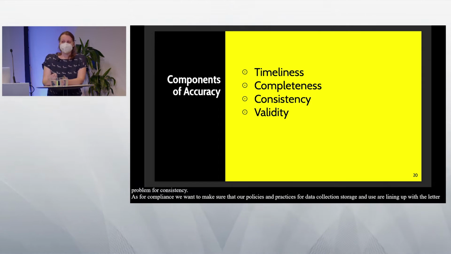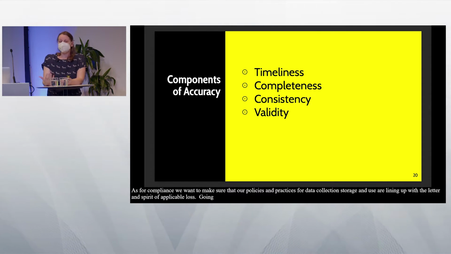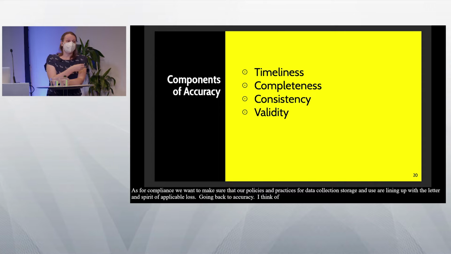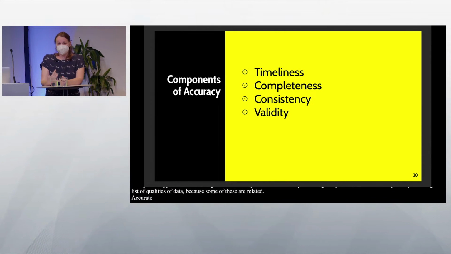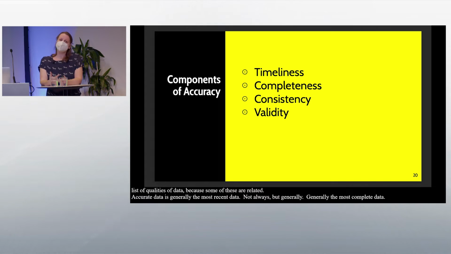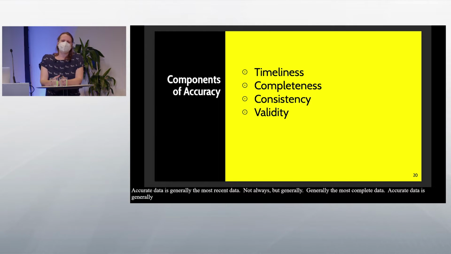Going back to accuracy, I think of accuracy as having some components, and this is why I ran you through all that list of qualities of data, because some of these are related. Accurate data is generally the most recent data. Not always, but generally. It's generally the most complete data. Accurate data is generally consistent. And accurate data, I would say, is always valid, in a valid format or syntax, right?